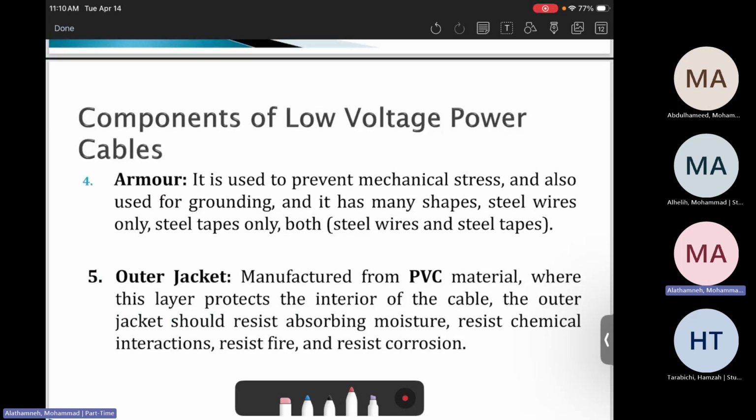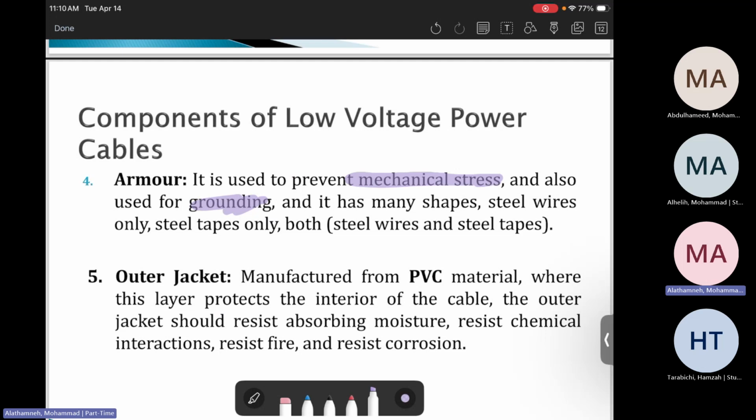And the armor, as I said, is used for protection if there is an internal fault, or from rats. In addition to all of those, it also prevents mechanical strain and mechanical stress. It's also going to provide grounding.